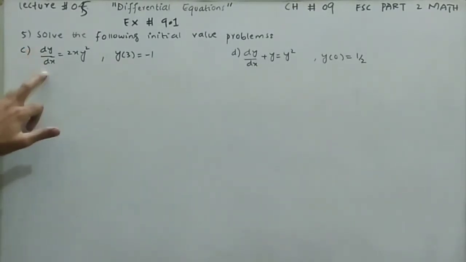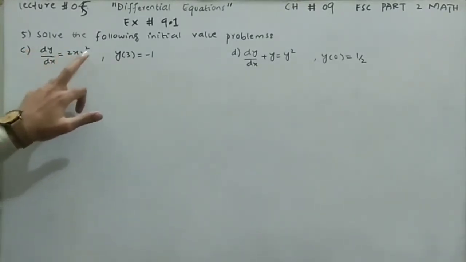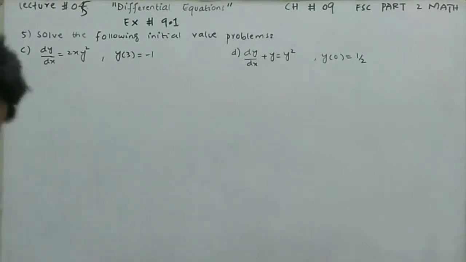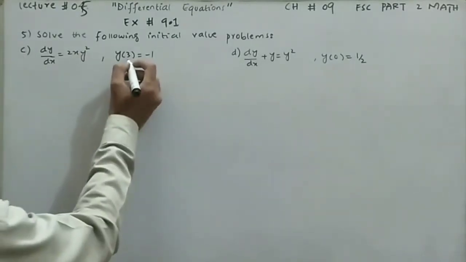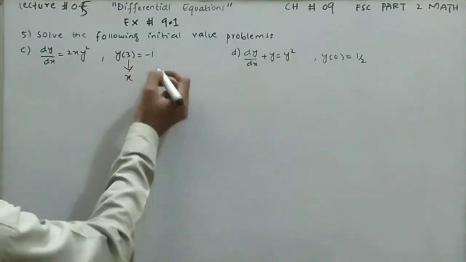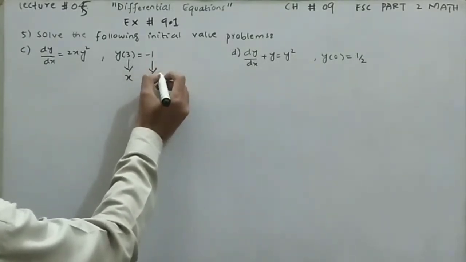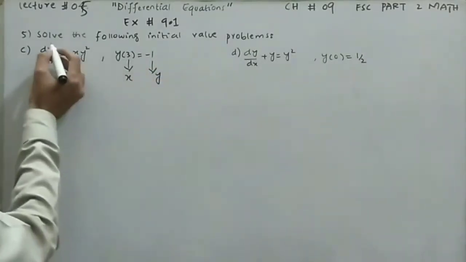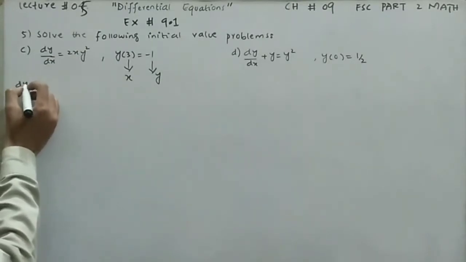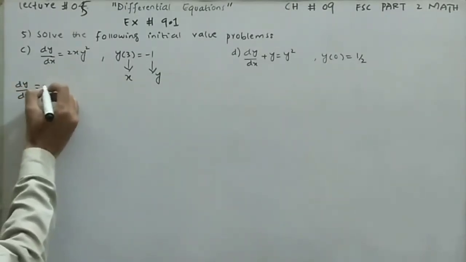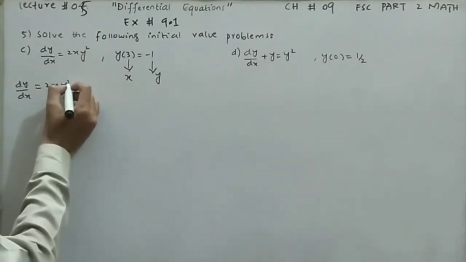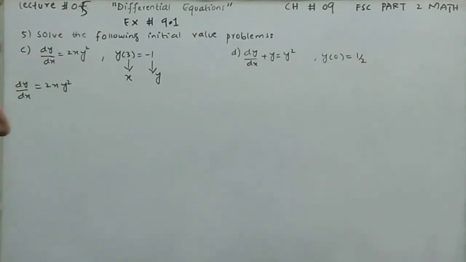It tells that dy by dx is equal to 2xy square, while the condition is y of 3 is equal to negative 1. So this input value is actually the x value and this is the required range, which is actually the value of y. So first taking the differential equation, dy over dx is equal to 2xy square. We will solve this type of differential equation through the separable differential equation method. In a separable differential equation, we shift the x terms and the differential dx to one side and the y terms to the other side.